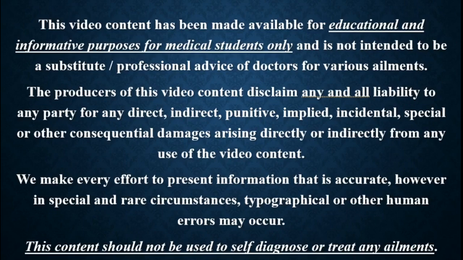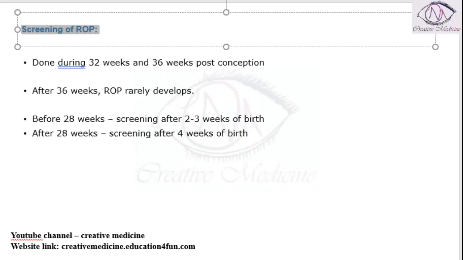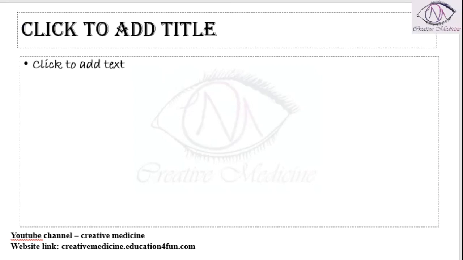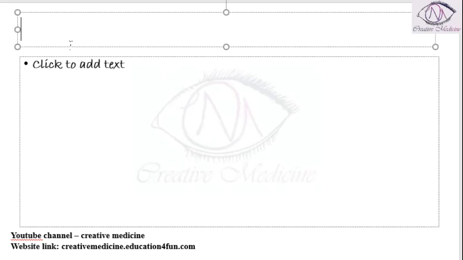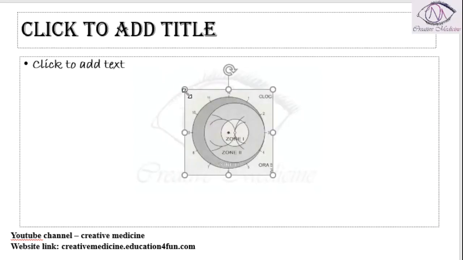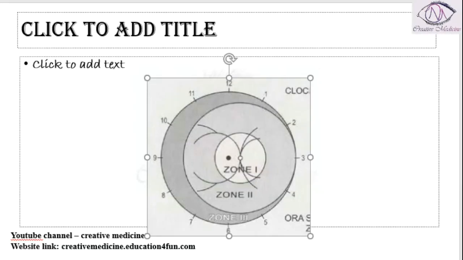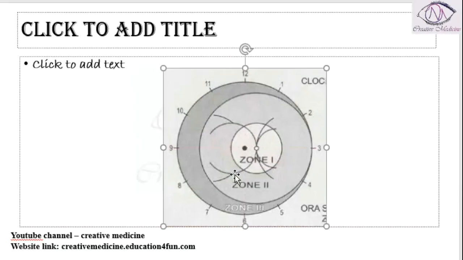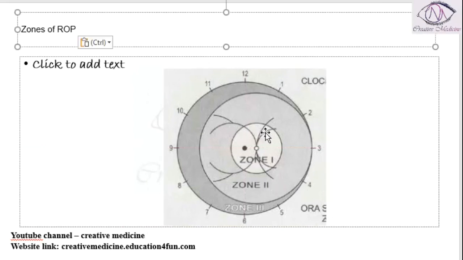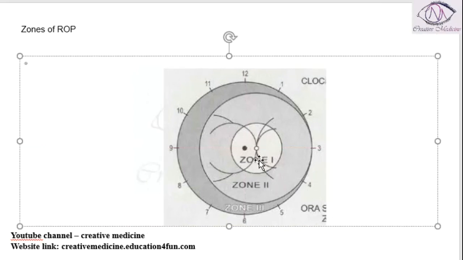In this lecture, we will learn about zones of retinopathy of prematurity. So, we have three zones of retinopathy of prematurity. The first zone is from the optic disc.